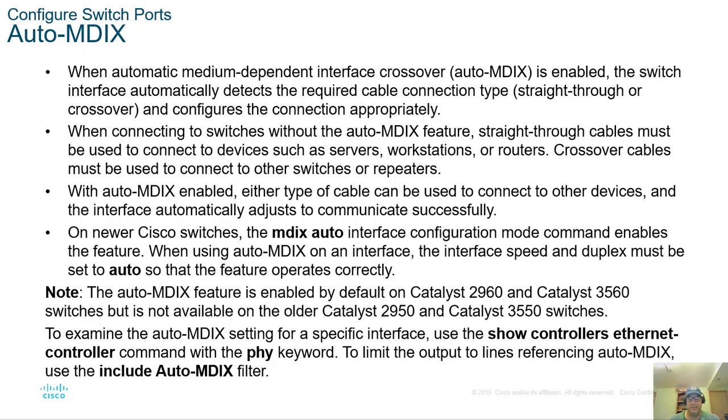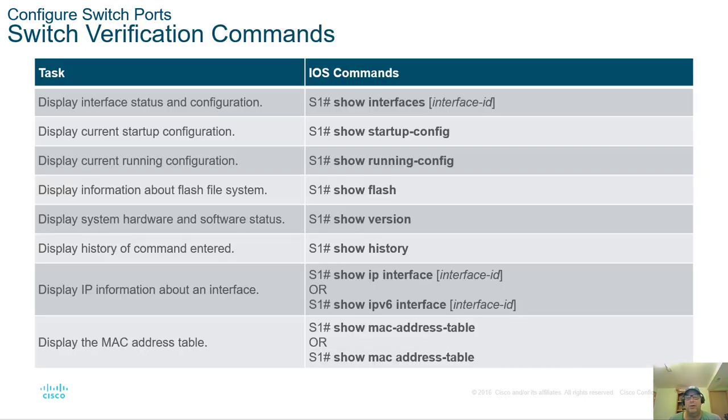So keep that in mind, and that's what AutoMDIX does. It is turned on in the newer versions of your Cisco switches, and by newer I mean over the last 6, 7, 8 years, AutoMDIX is going to run by default. However, and we did that in the hardware lab, you should use a straight through when you're supposed to use a straight through, and you should use a crossover when you're supposed to use a crossover.